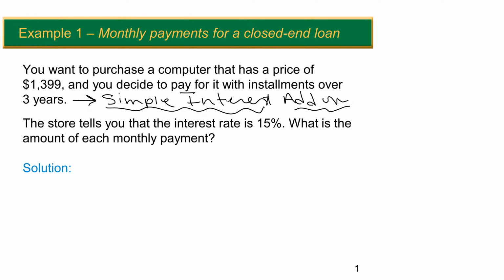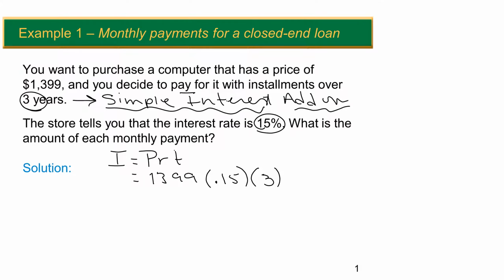So when we want to see how much we're really paying for that computer, we need to calculate the finance charge. And finance charge is the same thing as our interest. So we're going to use our formula. And our original amount is the principal. The rate is 15%. Move your decimal 2 places to the left. And the time in years is 3 years. So when we do this calculation, we put it in our calculator and we punch in $13.99 times 0.15 times 3. And we get interest or finance charge of $629.55.